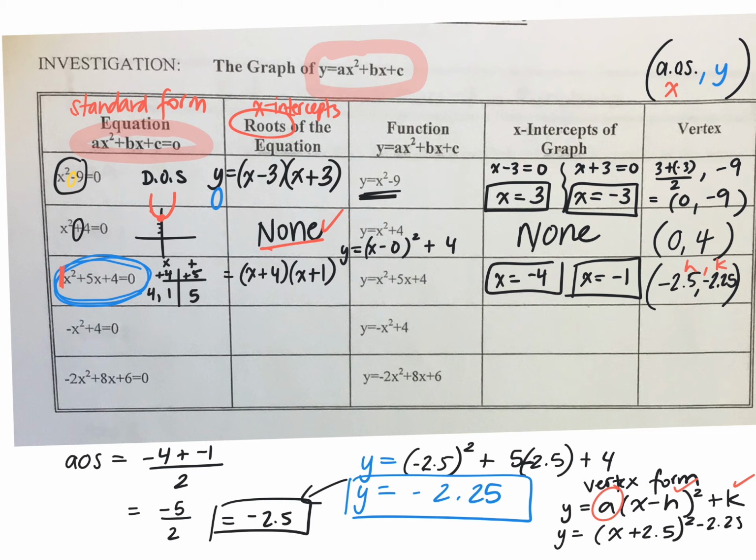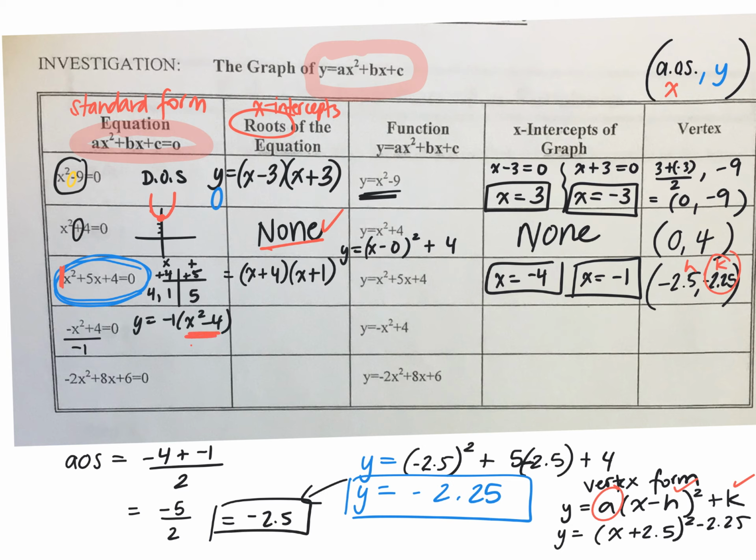Minus 2.25, because k is negative. The sign doesn't change for k when you write it in vertex form. It only changes for h. You divided everything by negative 1, right? The common factor is negative 1, so you can rewrite it as y equals negative 1 x squared minus 4.